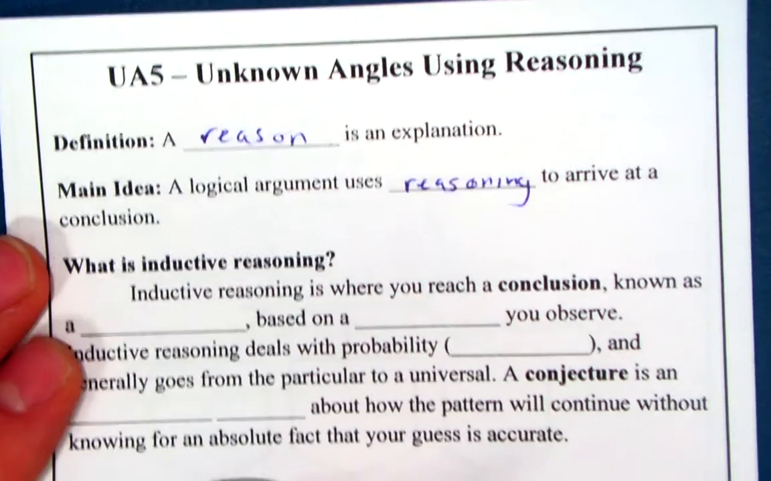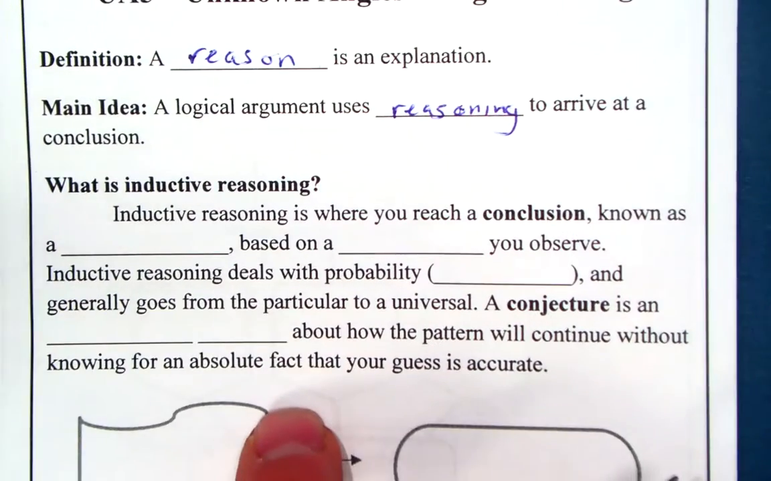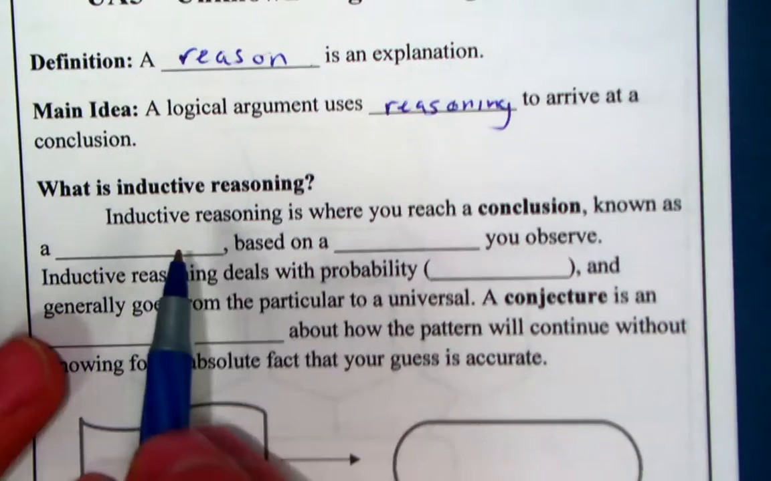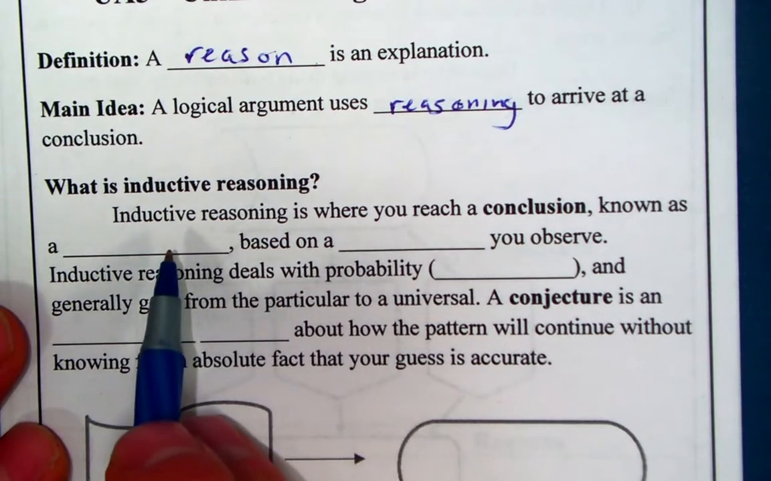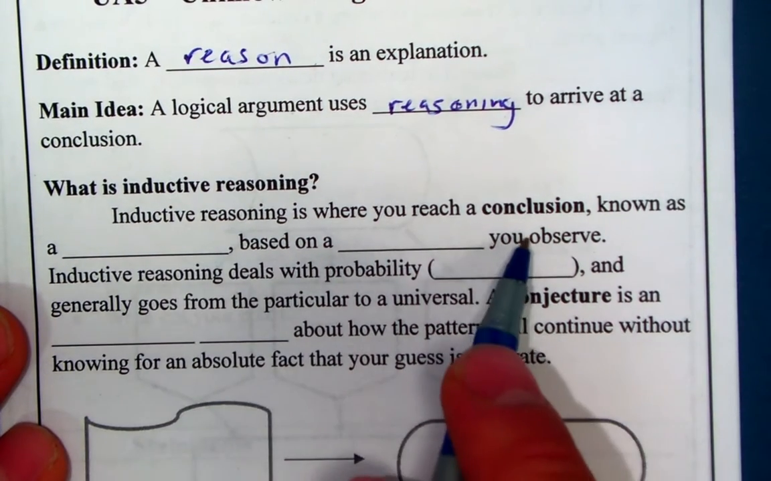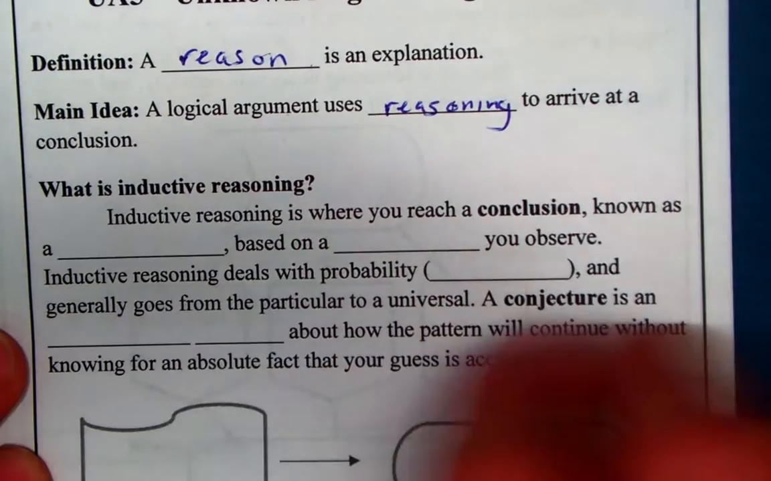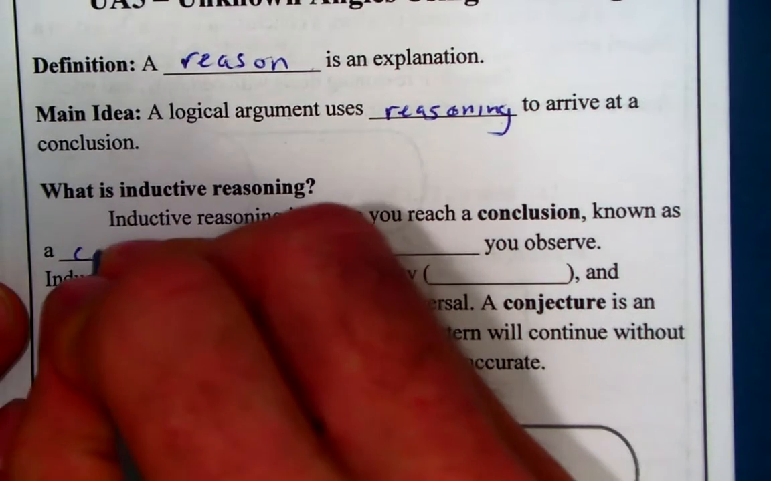So we've got different kinds of reasoning. We've got inductive and deductive. Now, what you're going to be using is often a combination of both. What we were using in class was mostly deductive, but let me explain inductive first. Inductive reasoning is where you reach a conclusion, so you arrive at your answer, and your conclusion is known as a conjecture.